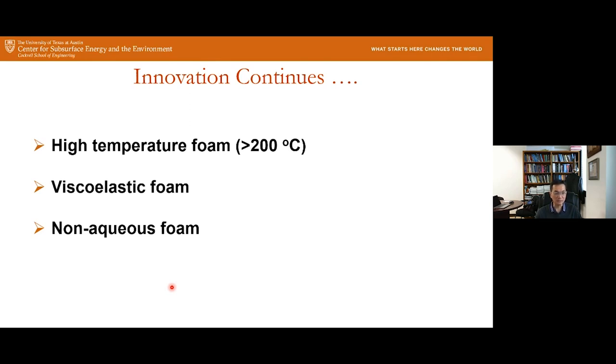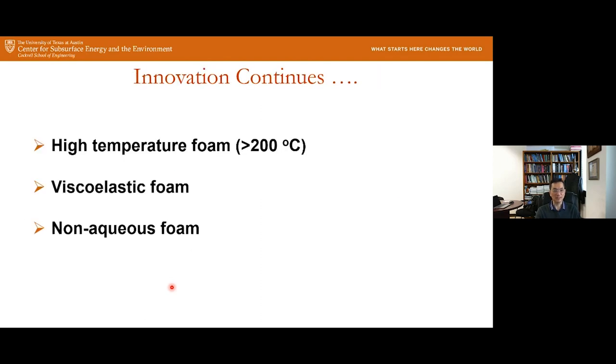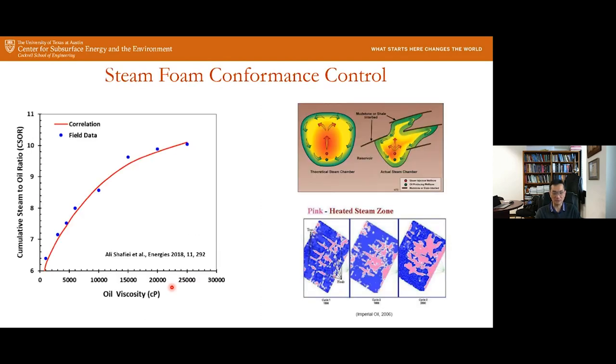First is going to be steam foam for very high temperature, above 200 Celsius degrees. The second one is the viscoelastic foam that is designed to improve the stability of foam for far field in-depth mobility control. And last but not least, a very unconventional foam where you don't need water at all. It's going to be just simply a water-free foam system. So let's start first with the steam foam, about 200 Celsius degrees.